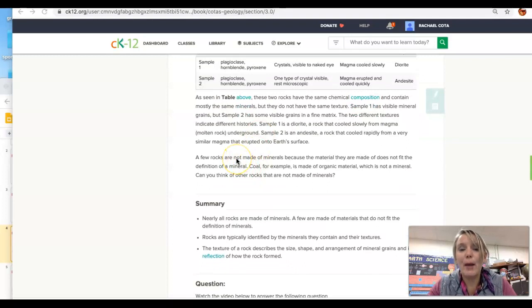A few rocks are not made of minerals because they're material that does not fit in the definition of a mineral. Remember, minerals have to be non-living and never living. So they're made of inorganic materials. Coal is considered a rock, right? But it's not made of minerals because coal, what is coal made of? Think about that. What's coal made of? If you said dead dinosaur stuff, you're right. Okay, so that was once living. That's an organic material. And so coal is kind of the exception of that. And we'll talk more about coal when we talk about ores in chapter 5.